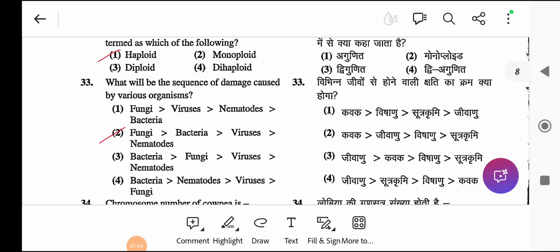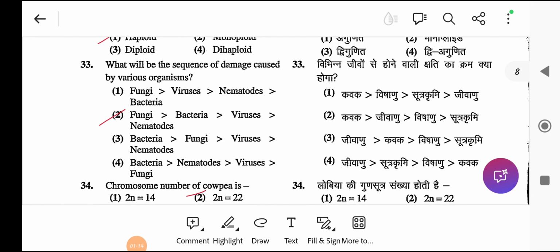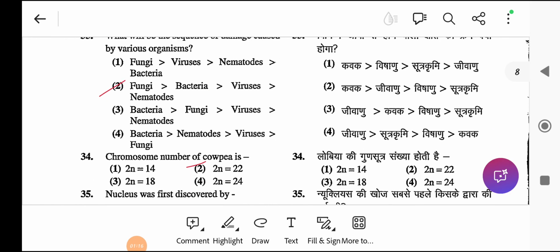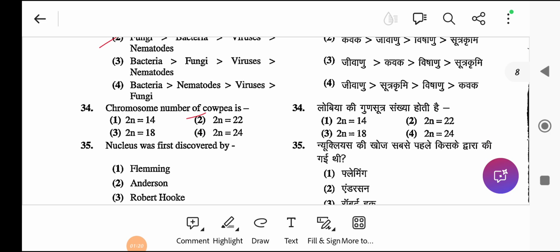Next is, what will be the sequence of damage caused by various organisms? So in the sequence of damage, the most damage is by fungi, then bacteria, then viruses, then nematodes. Okay, so the most damage is by fungi. Answer 2 is correct.